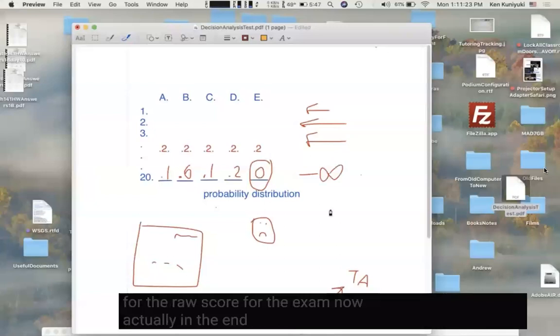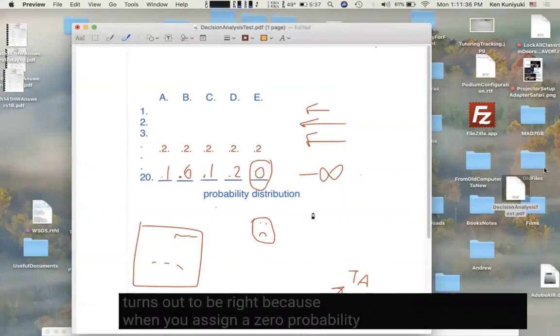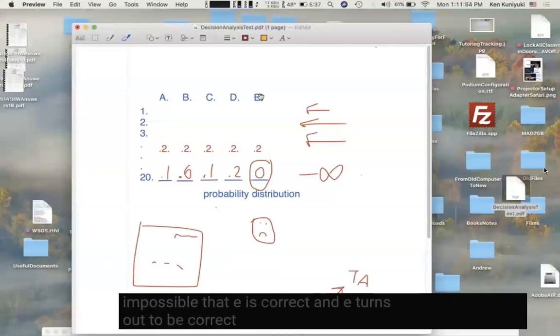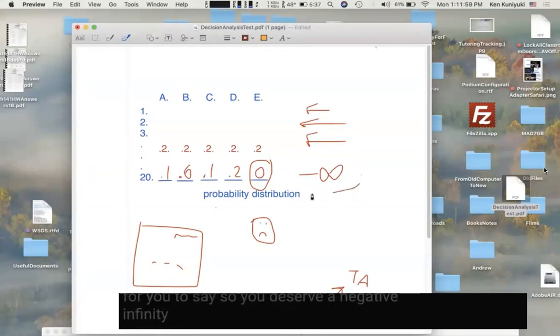Now, actually, in the end, the scores were renormalized so that even these people ended up with like a 50% or something. But this was very bad. You don't put a 0 probability on something that turns out to be right. Because when you assign a 0 probability, like I said earlier, that's a very powerful thing to say. If you say that something is correct with probability 0, what are you saying? You're saying that it's impossible that E in this case is correct. Well, if you say it's impossible that E's correct and E turns out to be correct, then that's a very embarrassing thing for you to say. So you deserve a negative infinity as your raw score.